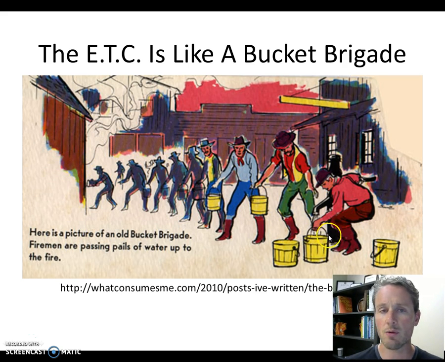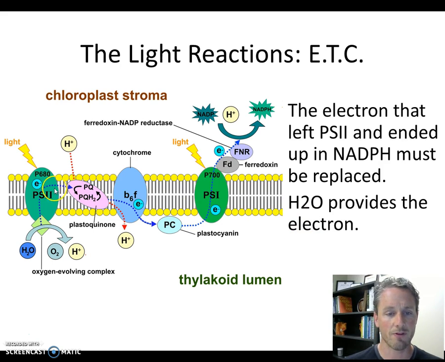But what we didn't talk about was a source of electrons. So these electrons started in photosystem 2, but where did they come from? So again, here's our electron in photosystem 2. We excite it, take it out, and eventually it ends up in NADPH. That means photosystem 2 is now missing an electron. And we can't continually steal electrons from photosystem 2. We have to replace them.